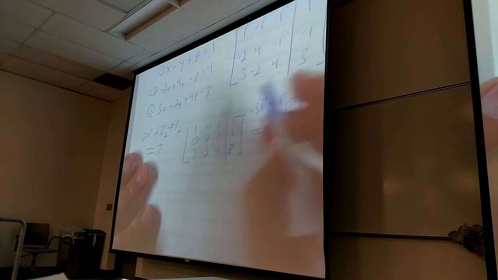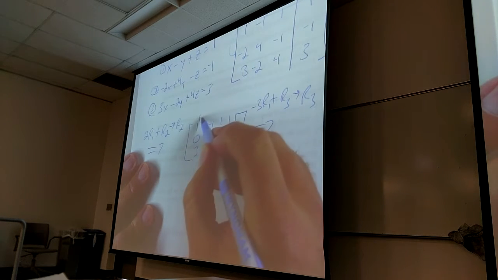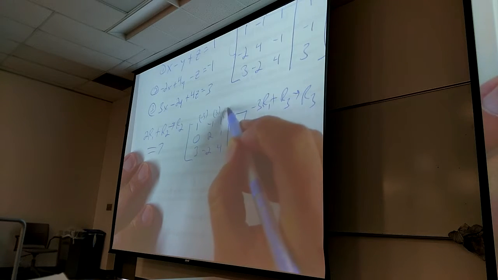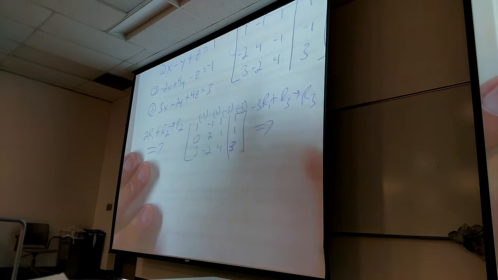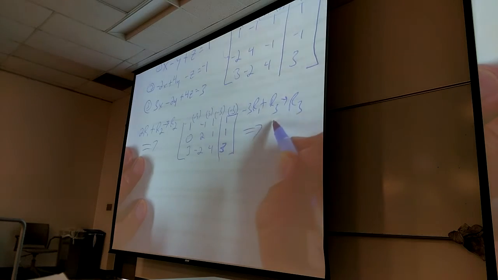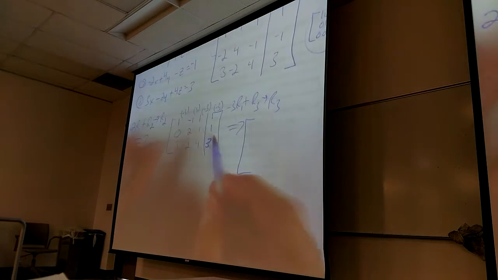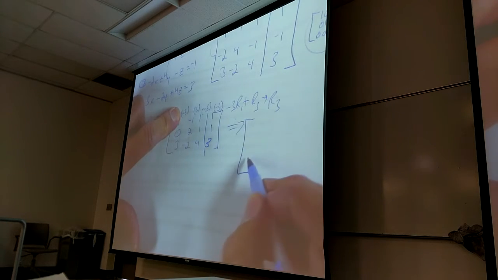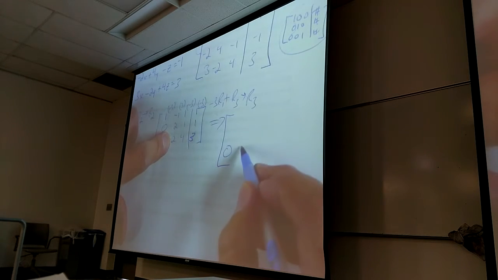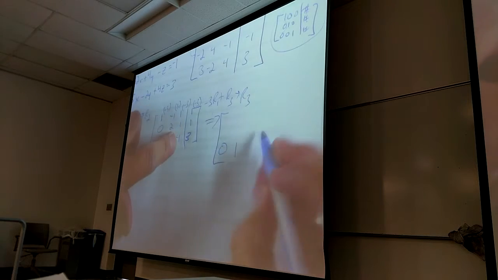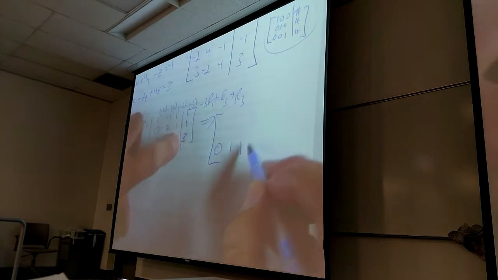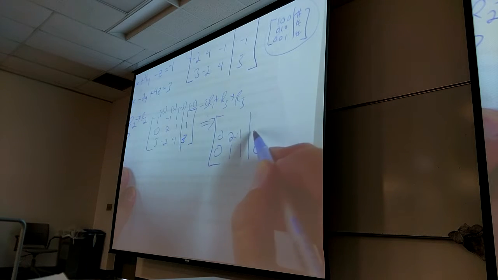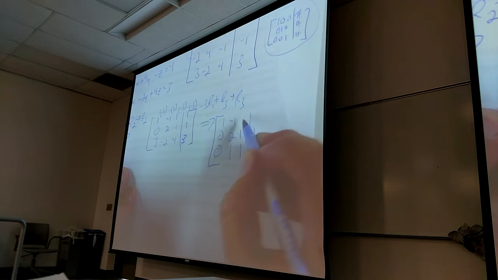Real quick, guys. So what do you get when you multiply by negative 3? You get negative 3, 3, negative 3, negative 3. So when you add the first row to the third row, what do you get? You get negative 3 plus 3 is 0. 3 minus 2, 1. Negative 3 plus 4, 1. Negative 3 plus 3, 0. And then this row stays the same. And then this row stays the same.